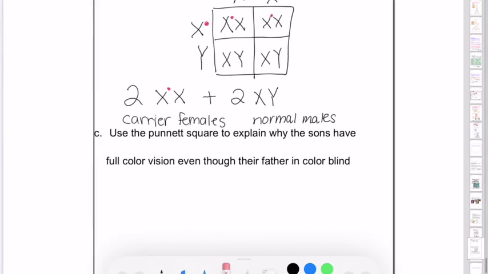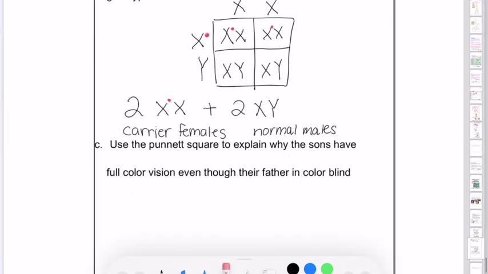Okay? Because the males will always get their Y from their dad, and the females will get the X from the dad. And the X from the dad is the one that gives them that carrier gene. Use a Punnett square to explain why the sons have full color vision, even though their father is colorblind. Well, we just did that.